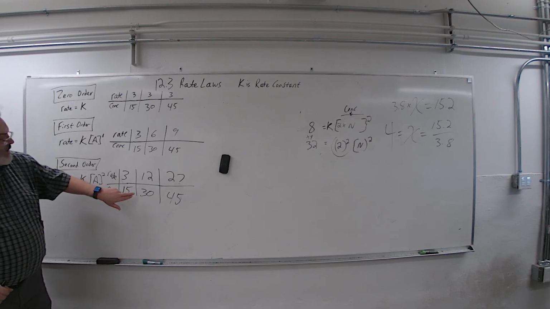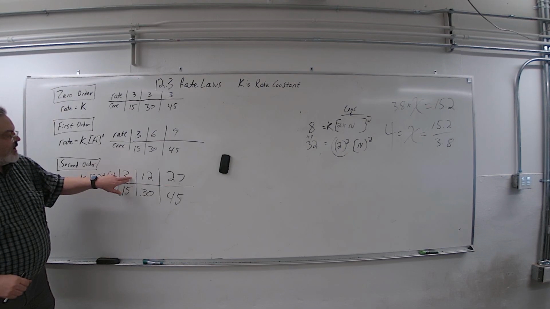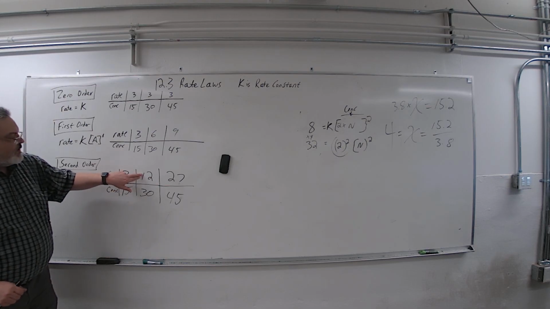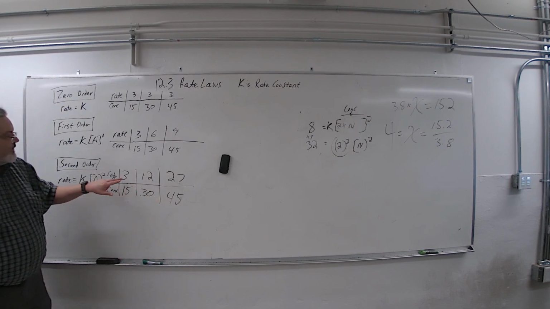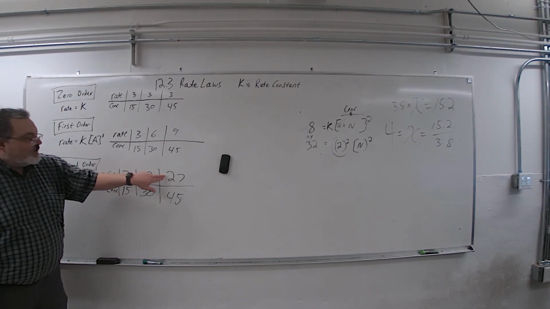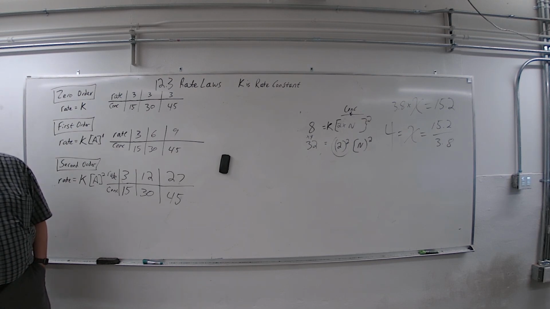So you multiply between here and here times 2, 15 to 30. Multiply here and here by 4, you get 12. You multiply this by 3, you get 45. You multiply this by 9, you get 27. And so on.